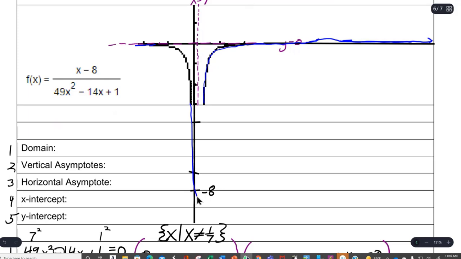It crosses at -8, and it keeps slowly getting closer and closer to that line right there. So it's not going to make a big jump, it's just going to stay really close, slowly getting closer to this line right there. Trust the math, not your graph. That's about the best I can do.